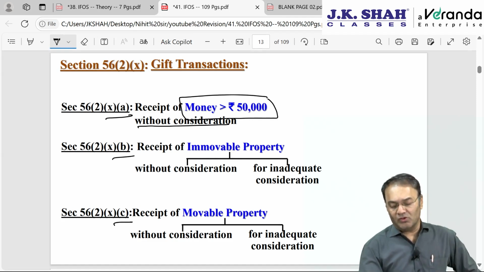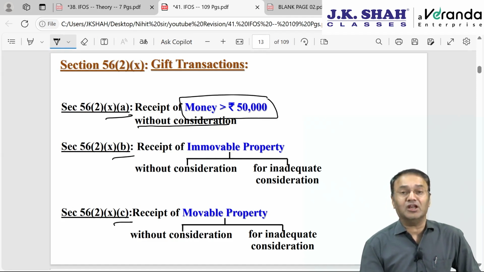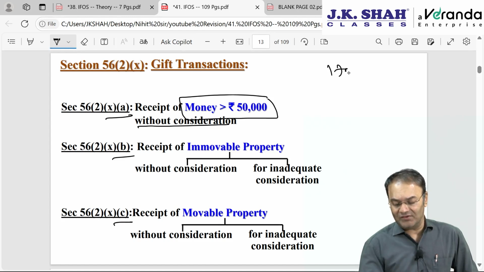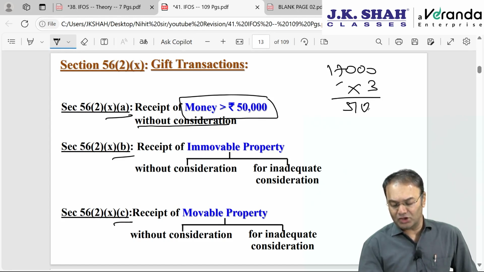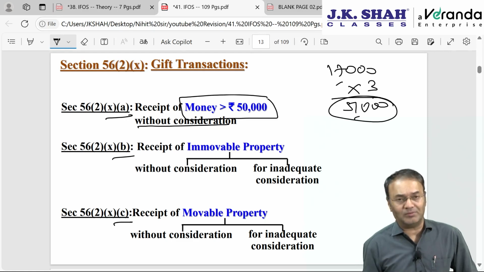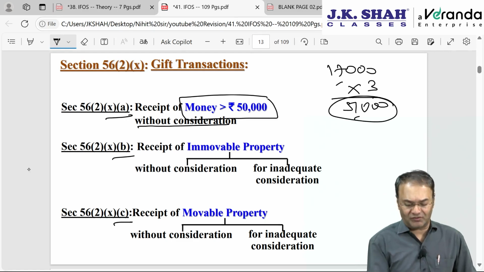If it is up to 49,999 or up to 50,000 rupees per annum, then nothing will be taxable. If it exceeds 50,000, then the entire amount will be taxable. So if I received 17,000 from three friends, 51,000 in totality, the entire 51,000 will be taxable and not just the amount exceeding 50,000.